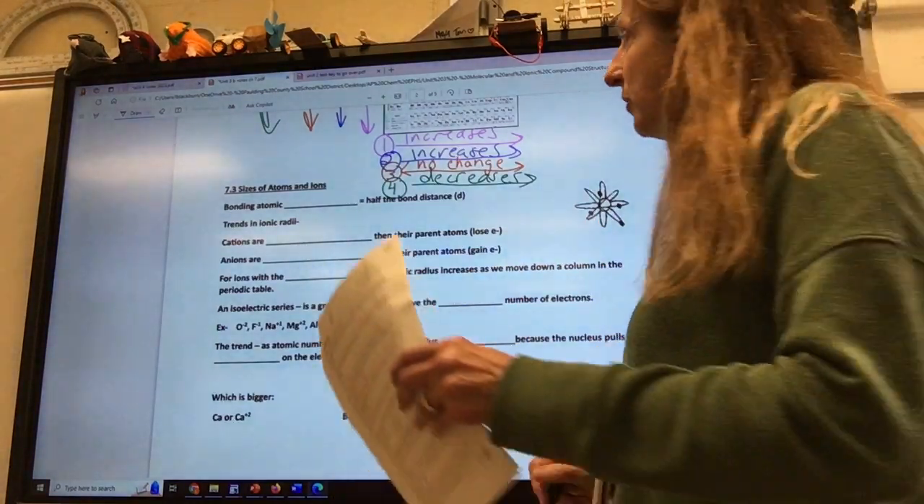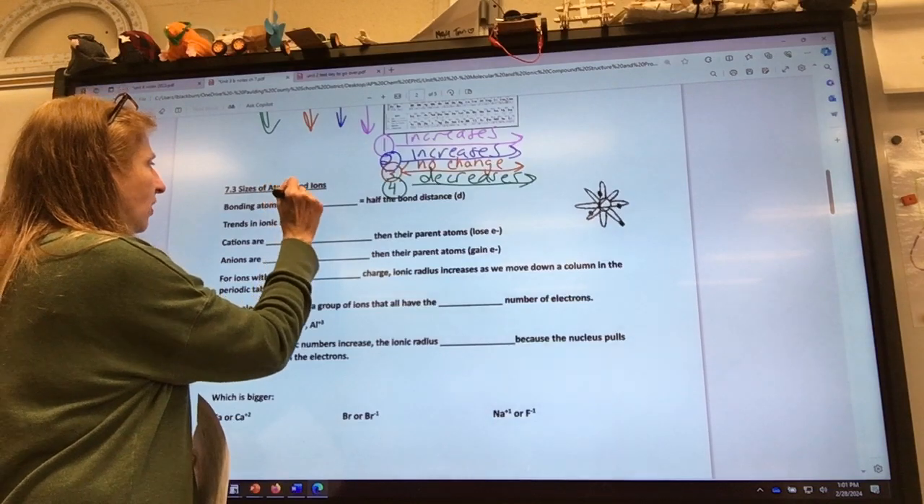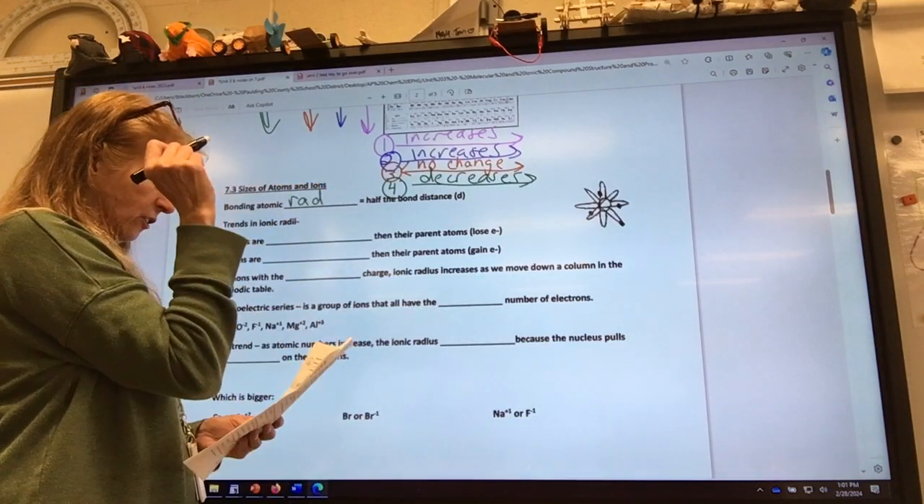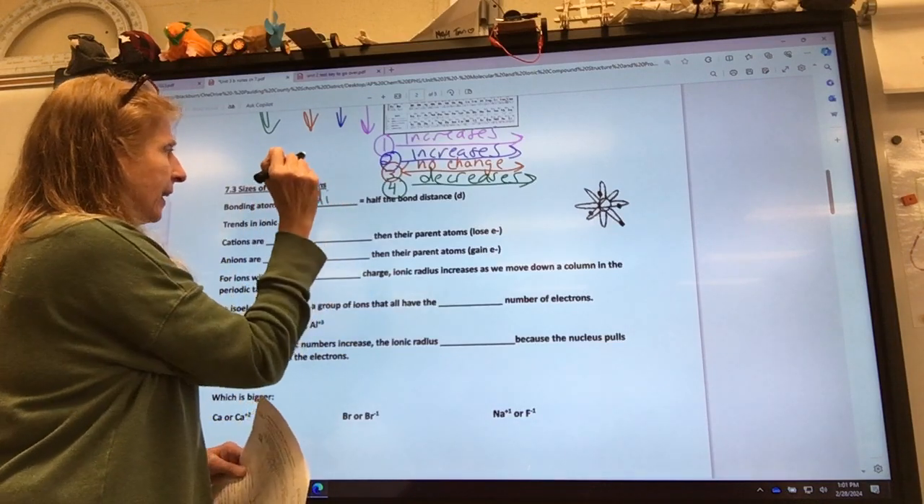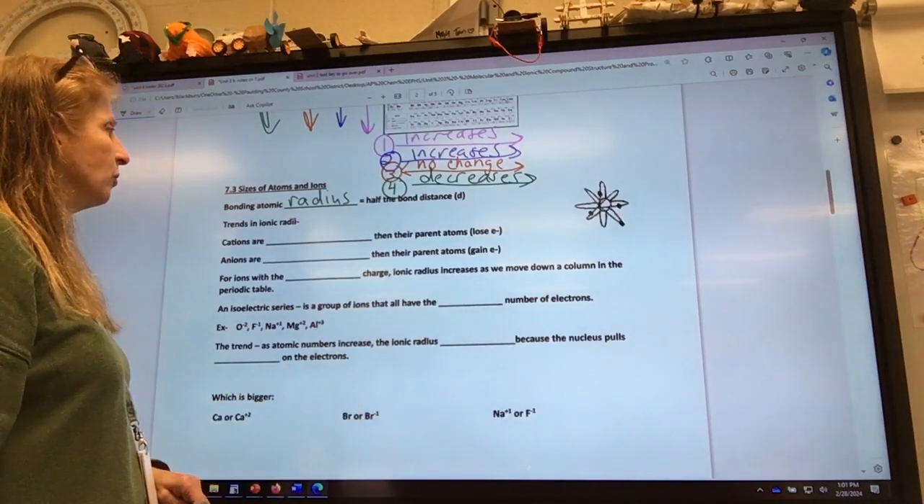Remember I said we're going to add to it? Here it goes. So, bonding atomic radius. First of all, how do you know how to measure the radius of an atom? They do it by halving the bond distance. So it's half the bond distance.